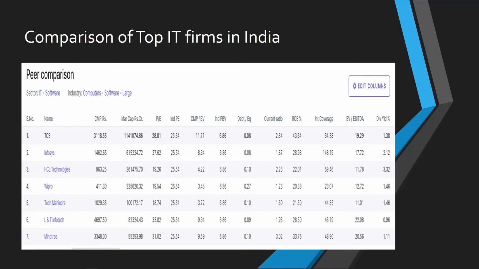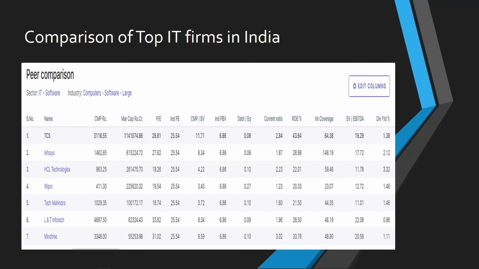Since these companies belong to the IT sector, EV by EBITDA values are higher. Dividend yields are around 1 to 2% as we talked about earlier. HCL Technologies is an exception here. It is paying a dividend yield of 3.32% at the current market price. It is an excellent choice to consider both growth perception as well as dividend also.